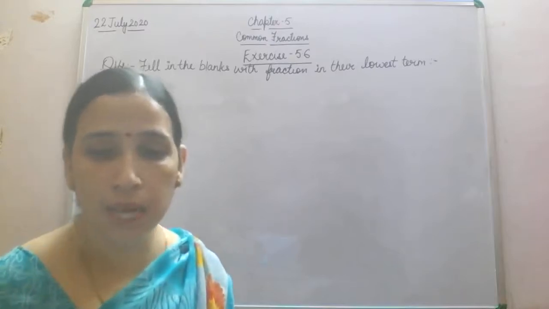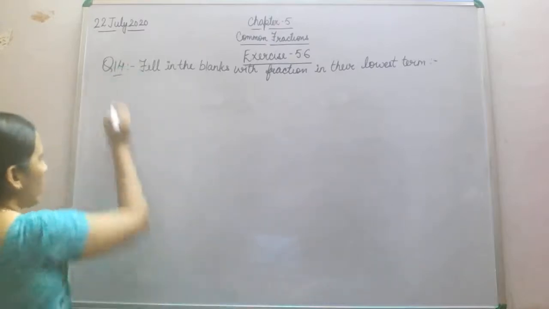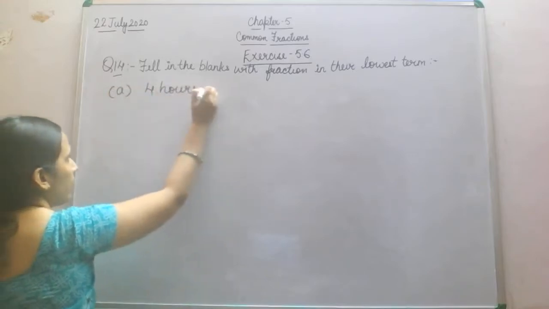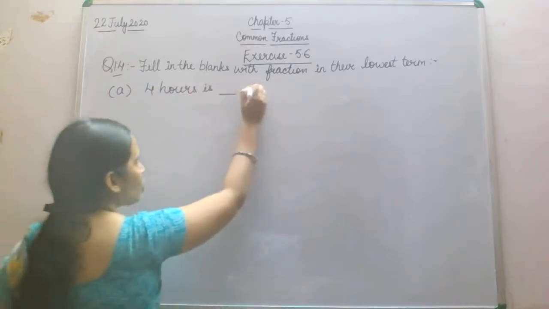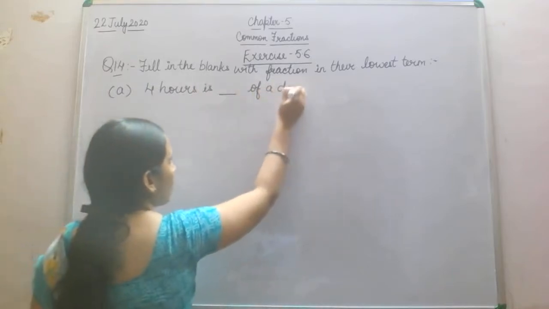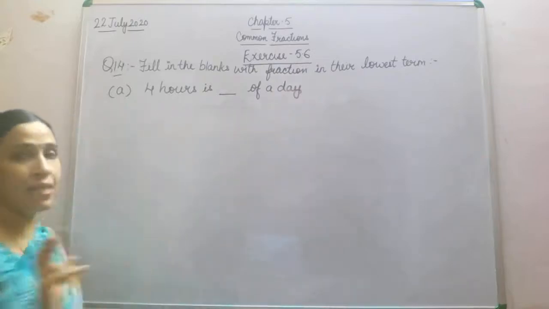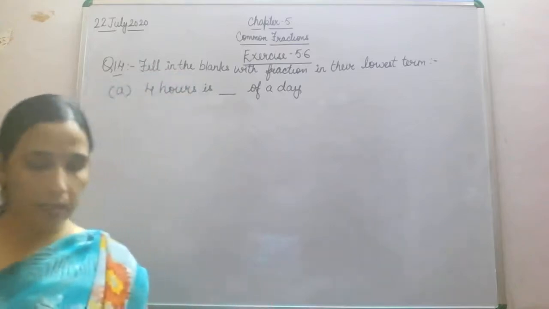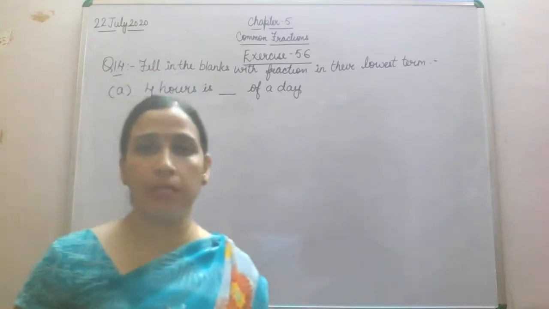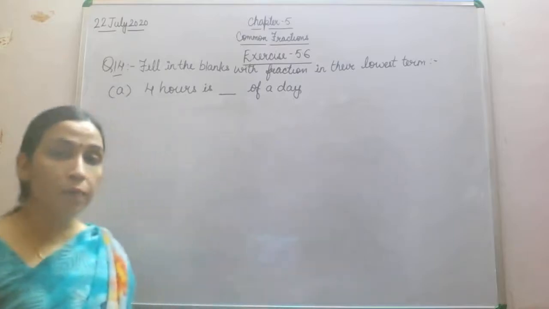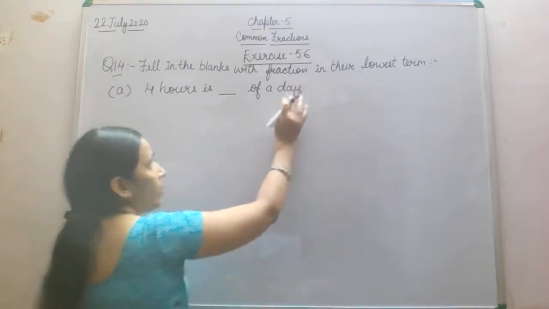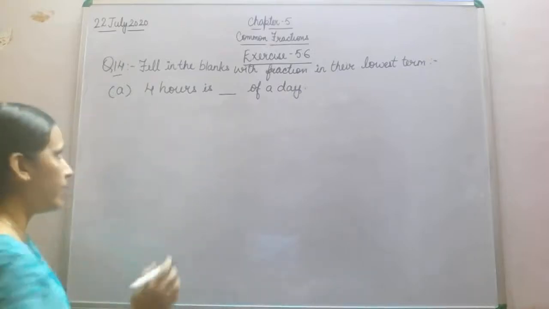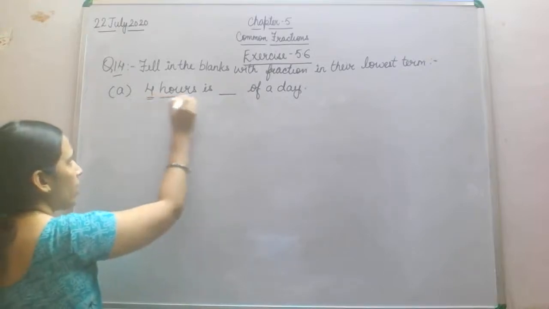So let's start doing A part, that is 4 hours. 4 hours is dash of a day. Now the answer you are supposed to find. That is not required. So you have to find it out. 4 hours is what fraction of a day? You have to see this, 4 hours.